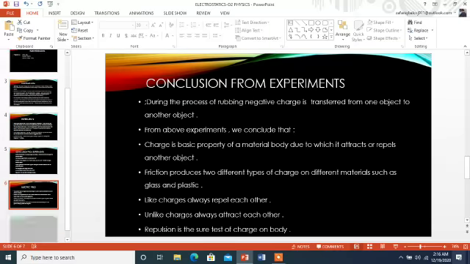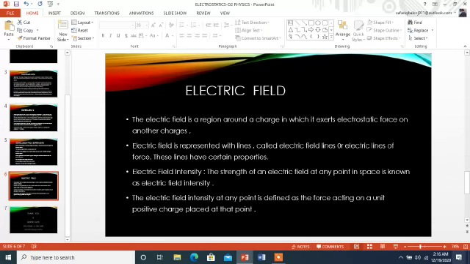Electric field. Every charge has a certain area, a certain region, a certain boundary around it within which it can exert force on another charge. Just like Earth has a certain area, a certain space around it within which it can exert a force of attraction on other bodies. That area, that space is called the gravitational field of Earth.